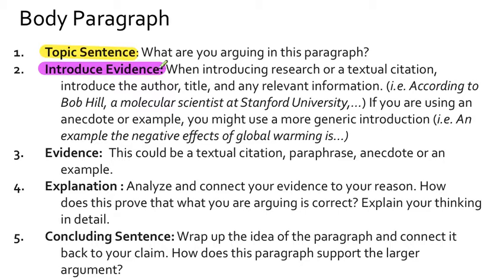That might be something like, according to Bob Hill, a molecular scientist at Stanford University, I'm showing why Bob Hill is a credible source. Or I might use a more generic introduction, something like an example of the negative effects of global warming is. What's important about the evidence you're choosing is that in your introduction and your evidence, this is not your opinion. This is something that you have discovered through research. It's evidence-based. Your explanation is where you're going to have an opportunity to talk about what you believe about this.